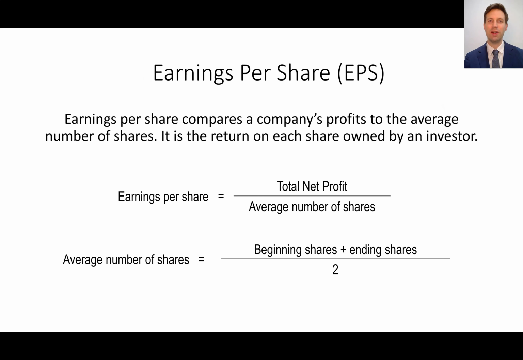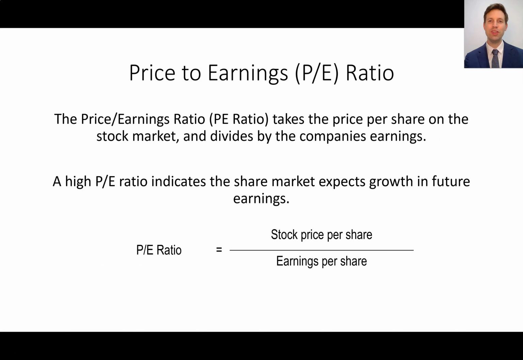The earnings per share ratio is calculated as the total net profit divided by the average number of shares for the firm, and it tells us what return each share owned by a shareholder has actually generated. Now, the earnings per share can't be compared between different companies because the number of shares is different, but comparing for a single firm over time, it tells us about the earnings backing behind each share you own in the firm.